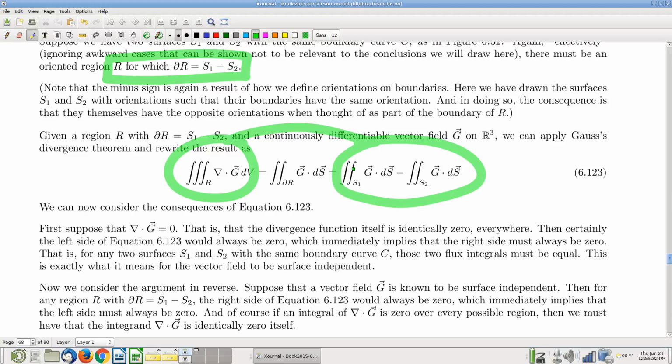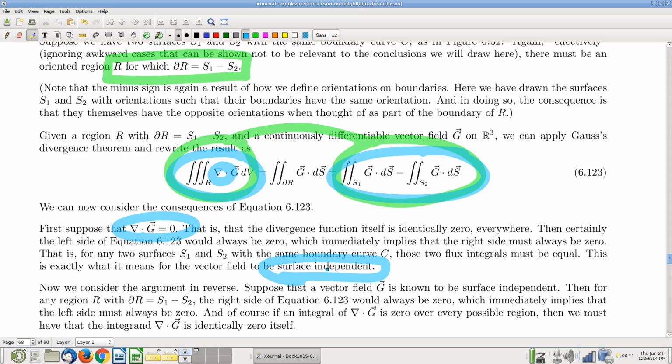Let's start off by speculating. Hey, what would happen if the divergence were zero? I mean, let's pretend the divergence were zero everywhere. Well, if that integrand is zero, that means that triple integral is zero. That means the right side is zero. The difference, in other words, is zero. If a difference is zero, that means that these two integrals are equal to each other. That means we have a vector field for which these two fluxes with the same boundary curve are always the same. That means G is path independent. I'm sorry, I was thinking about path independence. Surface independent.